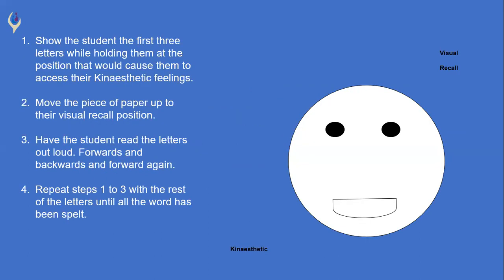When you've got all this done, here's what you're going to do. So you're going to show the student the first 3 letters while holding them at the position that would cause them to access their kinesthetic feelings. Now they're already in a good mood. Okay, so you're tapping into that good mood. So you hold the first 3 letters of the word down here at their kinesthetic position. You then move the piece of paper with the 3 letters on it in a diagonal line to access their visual recall position. When it's up here at the visual recall, you have your student read out the 3 letters out loud, have them read them forwards, backwards, and forwards again.